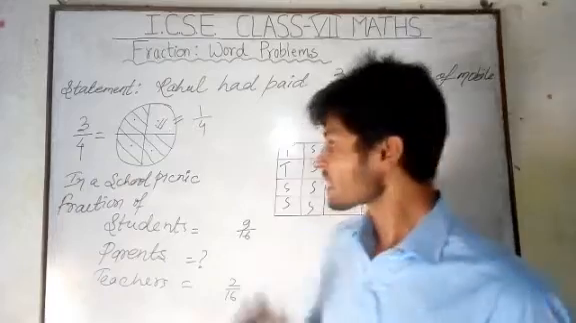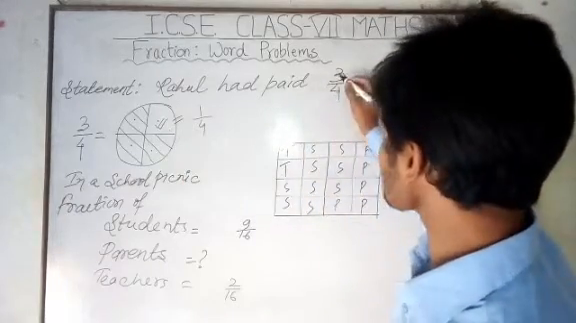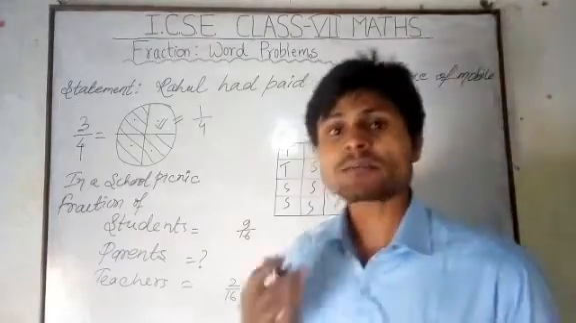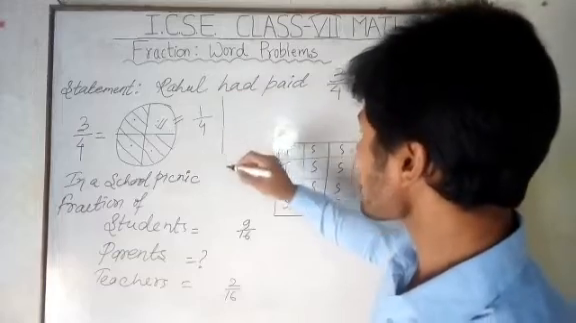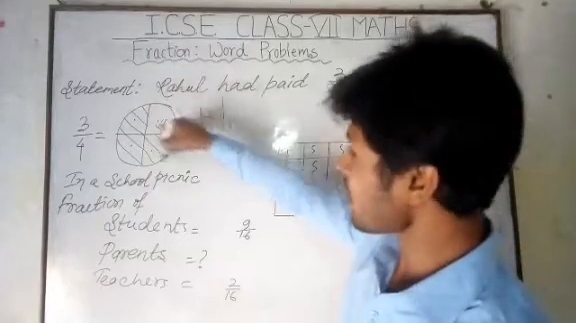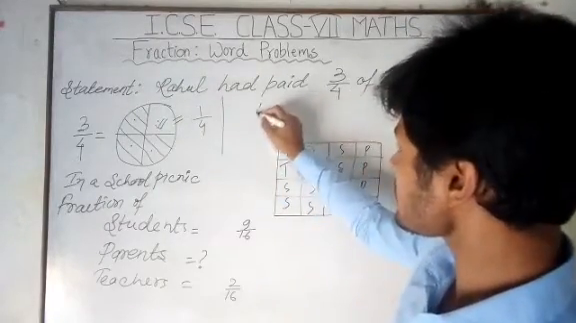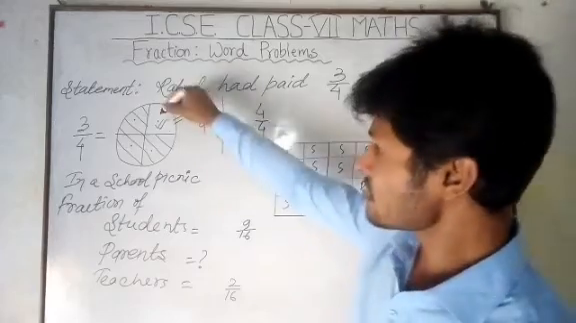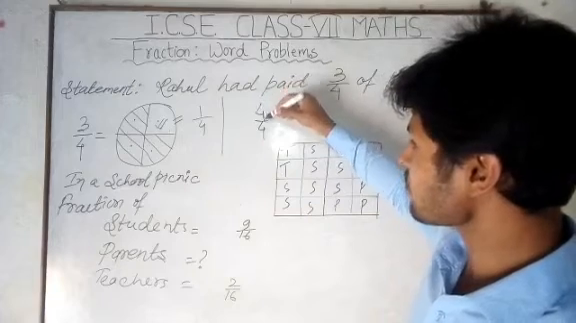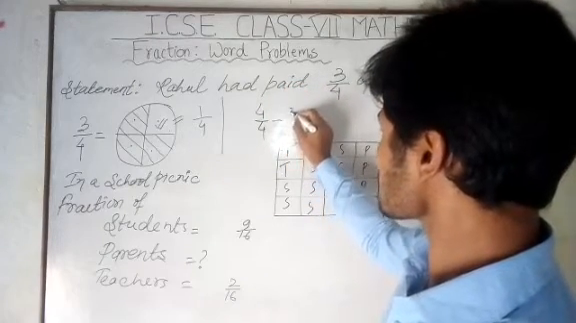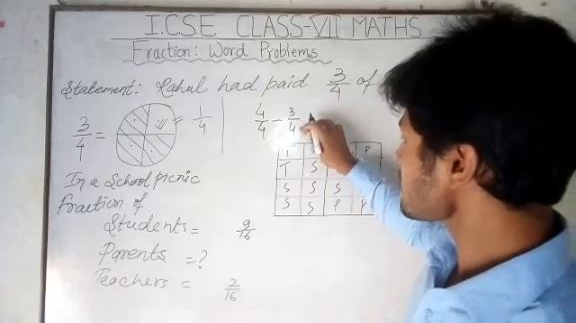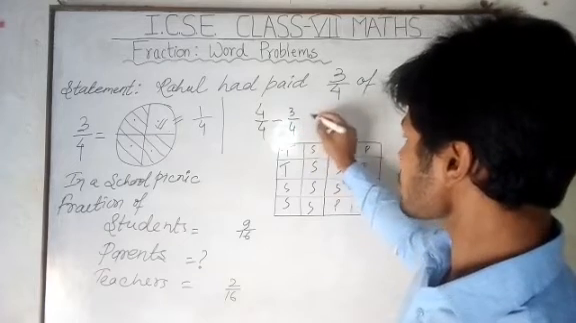By using the numbers. Suppose it is given that 3 by 4 of the price is paid. To find out what is left, the whole part is represented as 4 by 4. See, 1, 2, 3, 4. So this is the total price of the mobile, 4 by 4, and we subtract 3 by 4, the part that is paid. So what is left?